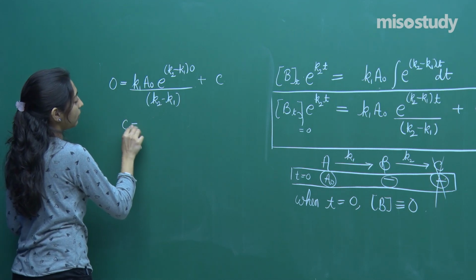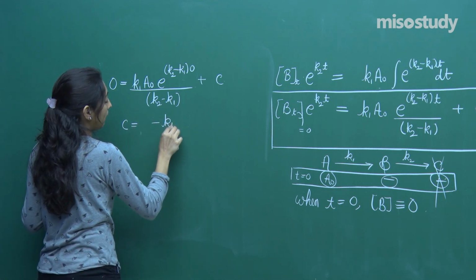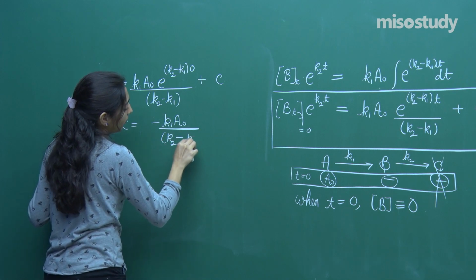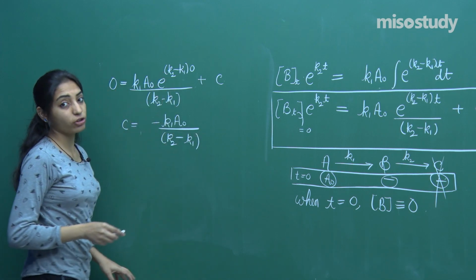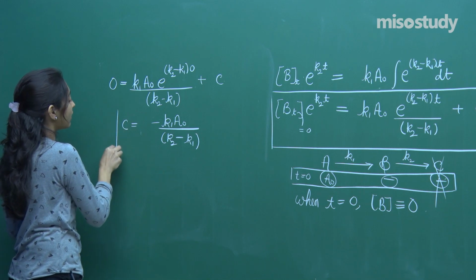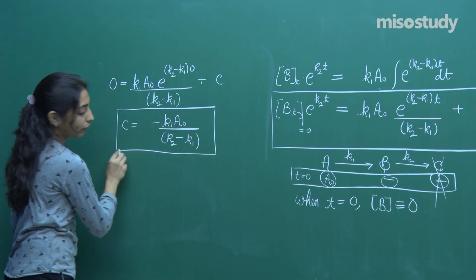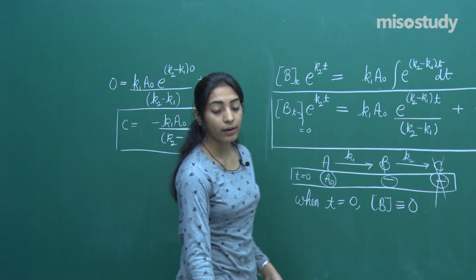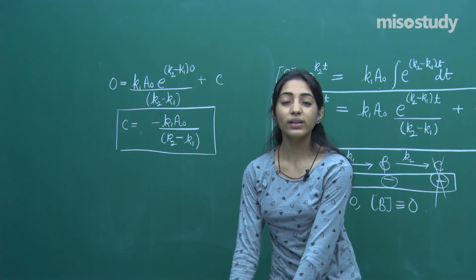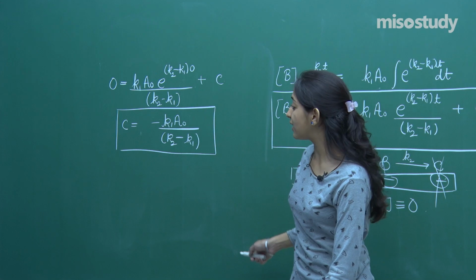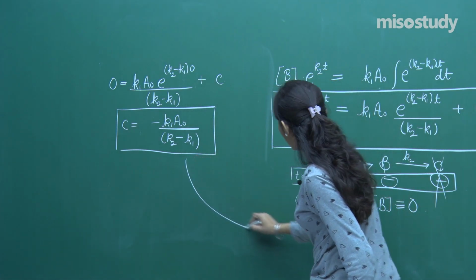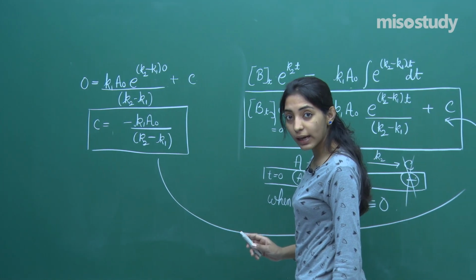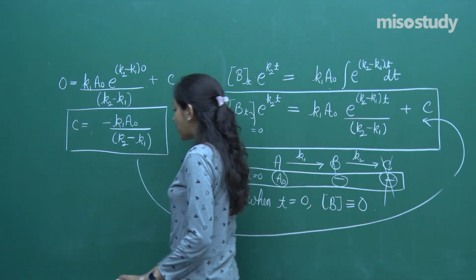So c will be equal to minus k1 a naught divided by k2 minus k1, and e raised to the power 0 is 1. So this is the final answer of C that you will be getting. So once you get the final value of C, what is the next thing that you will be doing? The next thing is to substitute the value of C into this main equation. I am just asking you to do the substitution.